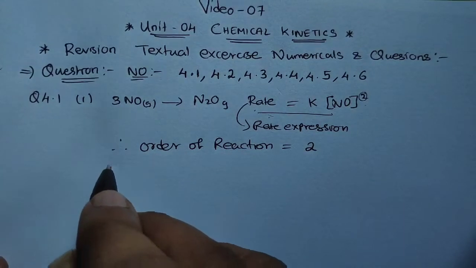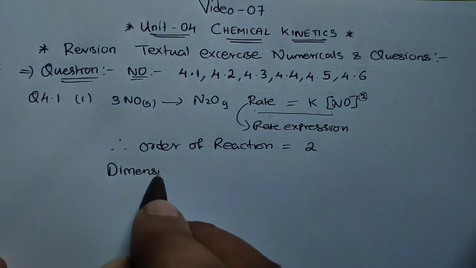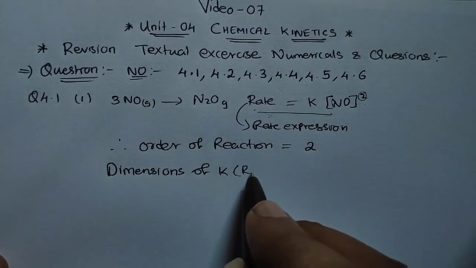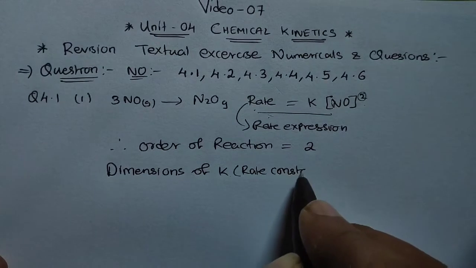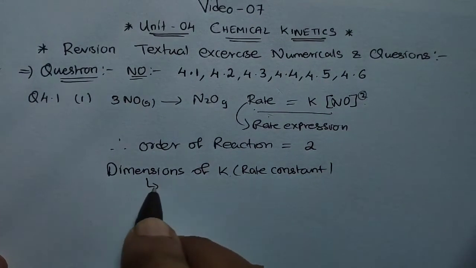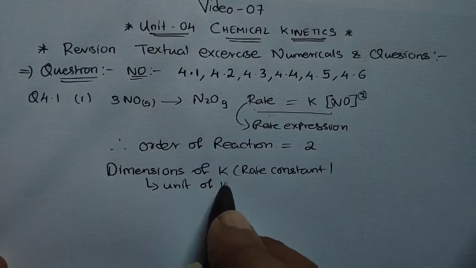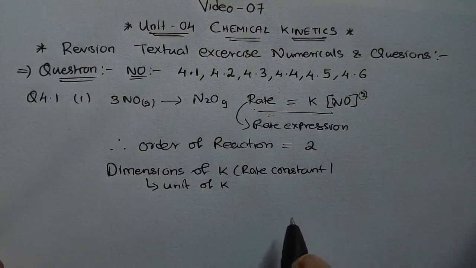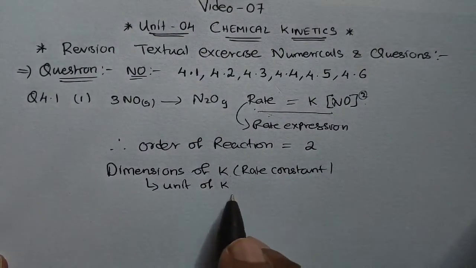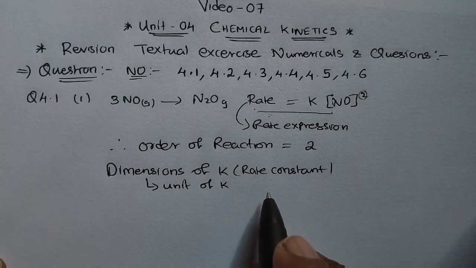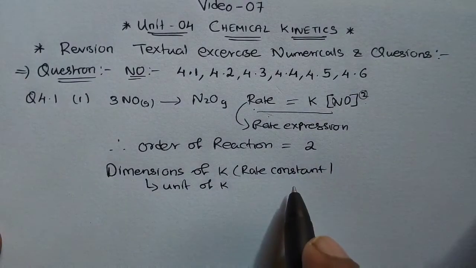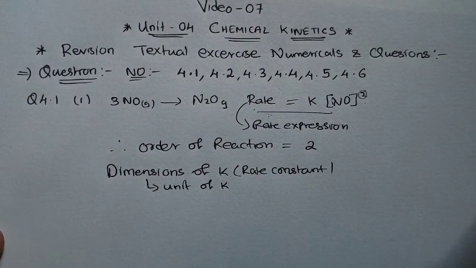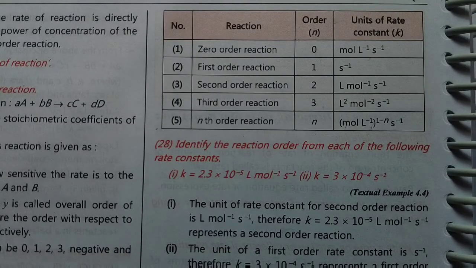Now when we say dimensions of K, K means the rate constant. Understood? Dimension means unit of K, and the unit of K we have to determine. You can use the formula which I have given you for nth order. Based on that you can find it, and I think that would be better, so that we will see first.